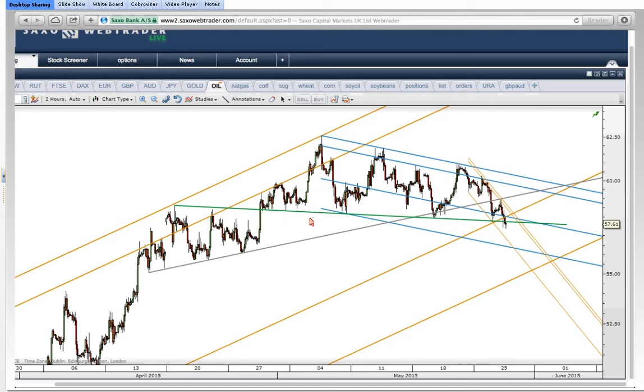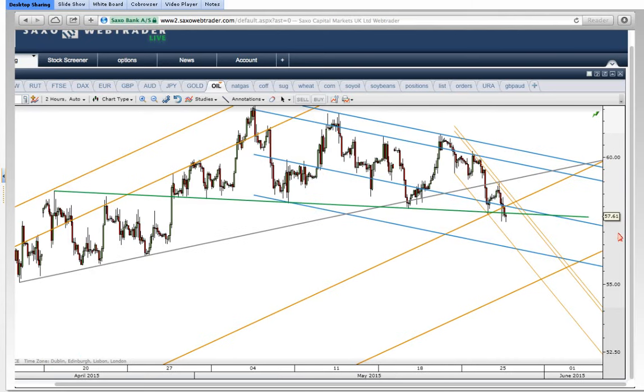The green support already broke down, after holding several times, and after it broke down, it went and kissed it, like a kiss back, and I tweeted that I'm going short at 58.8 today, which was also close to the upper band of this new orange channel.